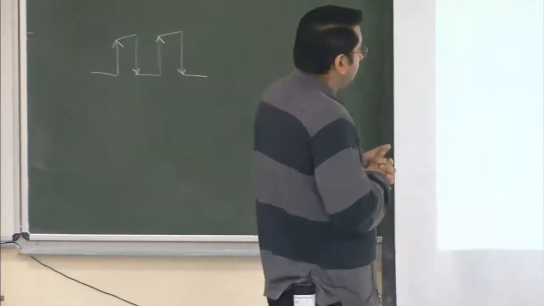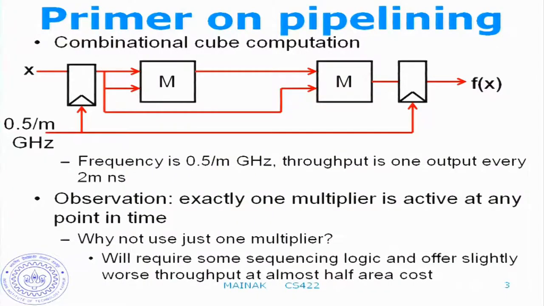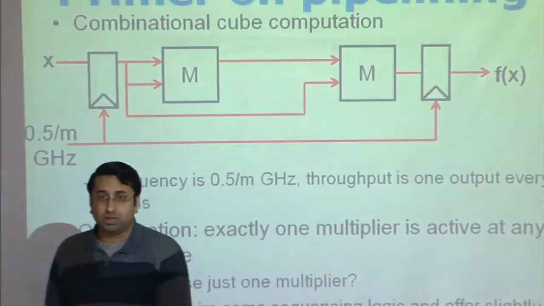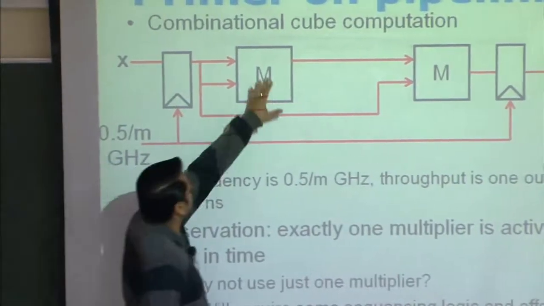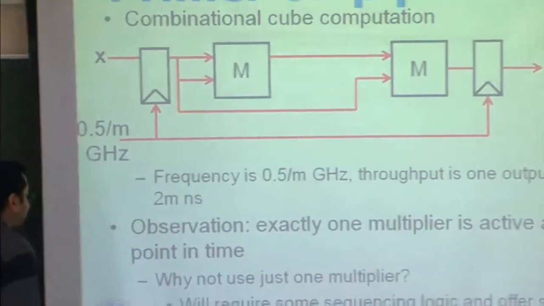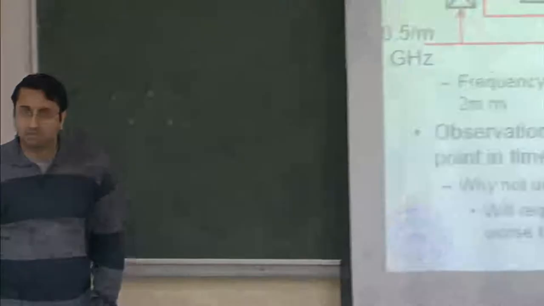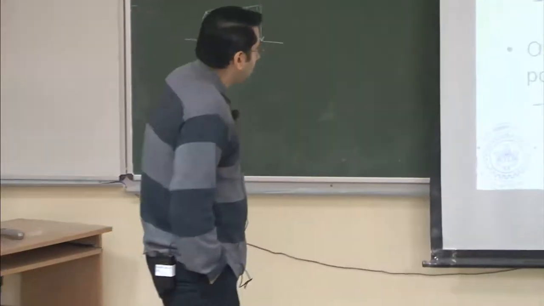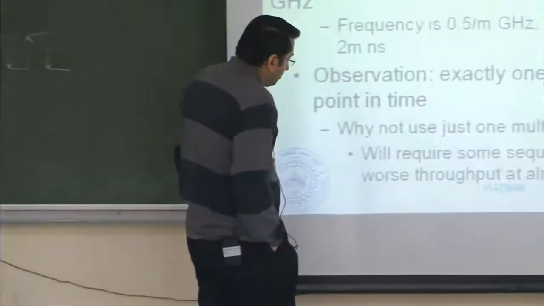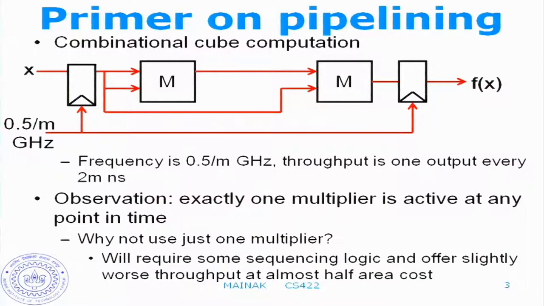Okay. So one obvious observation that we can make here is that exactly one multiplier is active at any point in time. I give an input. This one computes the square. Then this goes idle, this one computes the cube, and the value gets out. And then when this one computes the square, this remains idle. So why not use just one multiplier? Obvious question, right? If we want to do that, we'll require some sequencing logic and offer slightly worse throughput at almost half area cost. Okay. So let's see what that means.